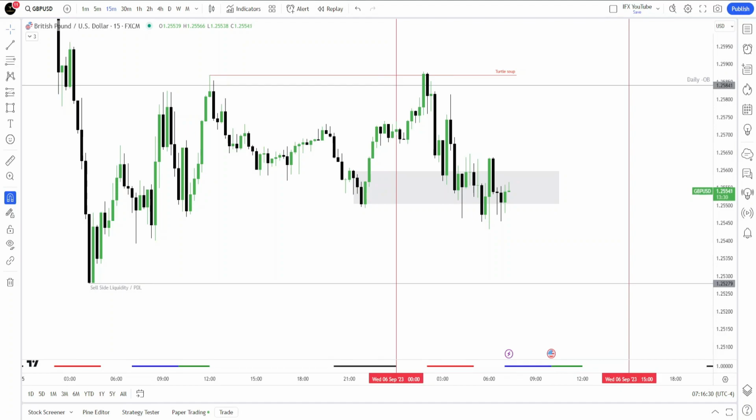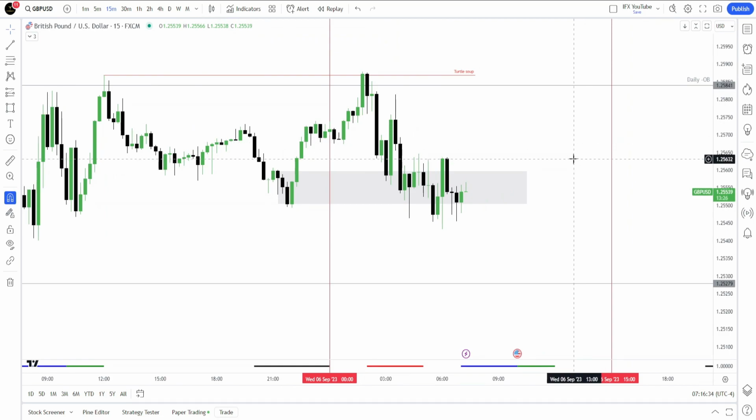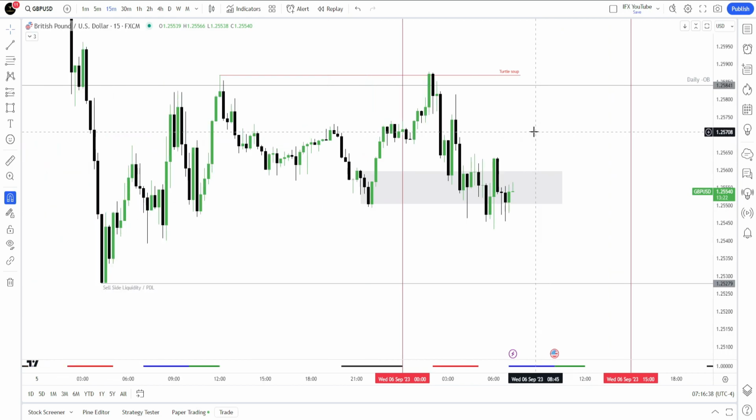So, I like the way we're trading at the moment. Actually, tell a lie. I don't like the way we're trading at the moment. And there's two ways to go about this. We have a daily order block in GBPUSD. We have a tail soup scenario. This is your breaker over here. Okay? And we've traded above daily open.